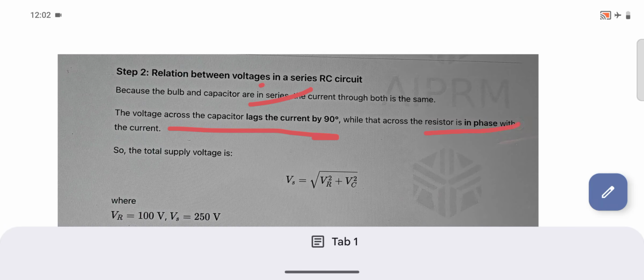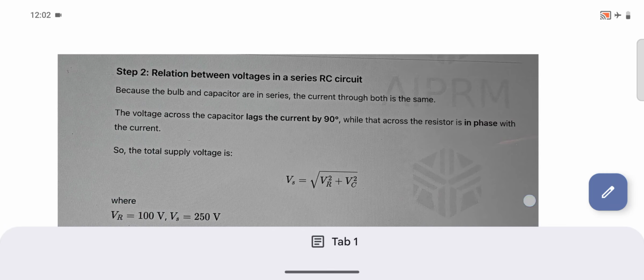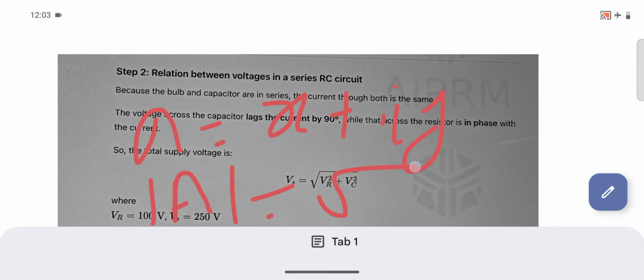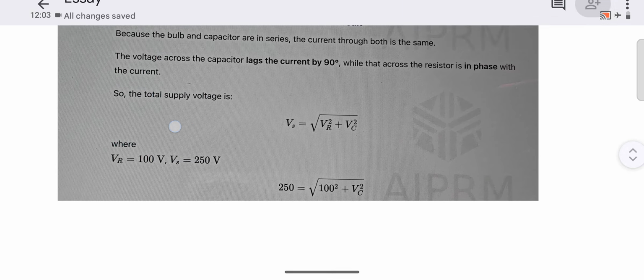So net voltage is equal to under root of the resistance voltage square plus capacitance voltage square. This is the net resultant voltage. Mainly it is written as a vector quantity. If any quantity A is x plus iy, then mod A is equal to under root x square plus y square. Same thing here. One is 90 degree lagging and one is in phase.